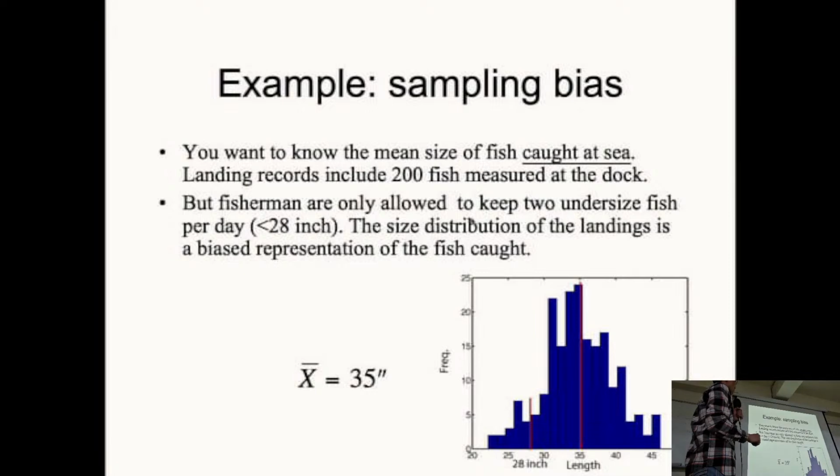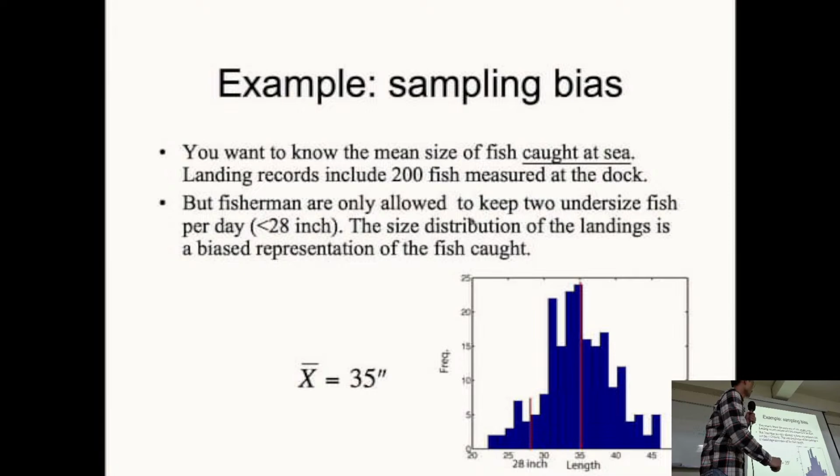As such, the data you get from the size distribution of landing is biased, right? Because it does not represent the fish caught, because there are some fish thrown back that were not measured, right? Because if your fish is smaller than 28 inch, you have to throw it back. So that's the data. This may be the true data.